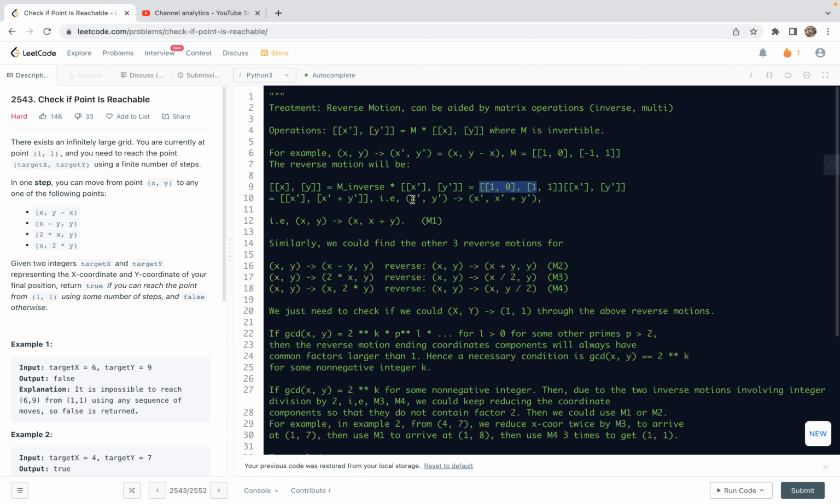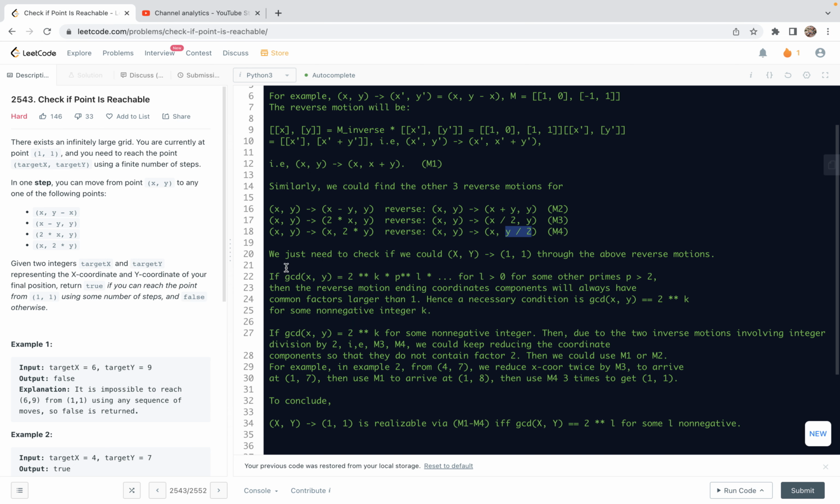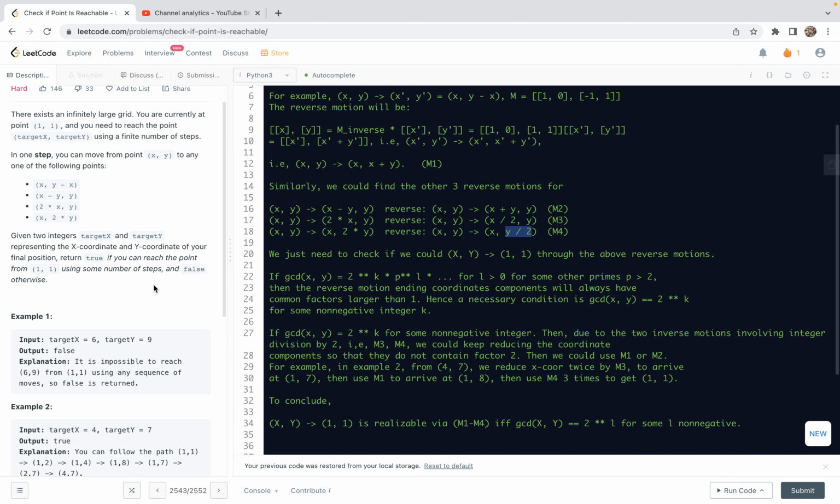Then you can do the multiplication of this matrix with (x prime, y prime). So we get x prime plus y prime. In other words, that is from (x prime, y prime) to (x prime, x prime plus y prime). So that is (x, y) to (x, x plus y). This is the reverse operation corresponding to the first bullet item. Similarly, you can find the corresponding matrices for the other 3 reverse motions, given by M2, M3, and M4 here. This one is x plus y.